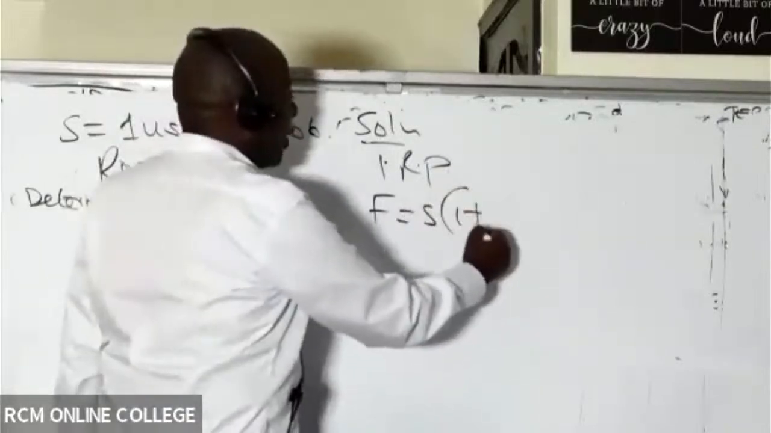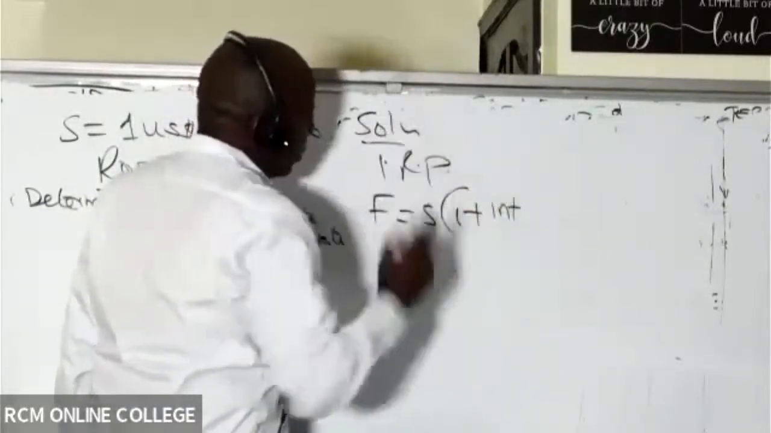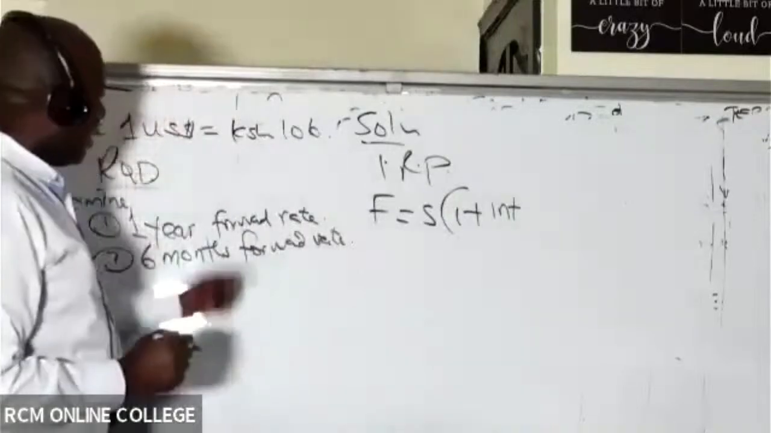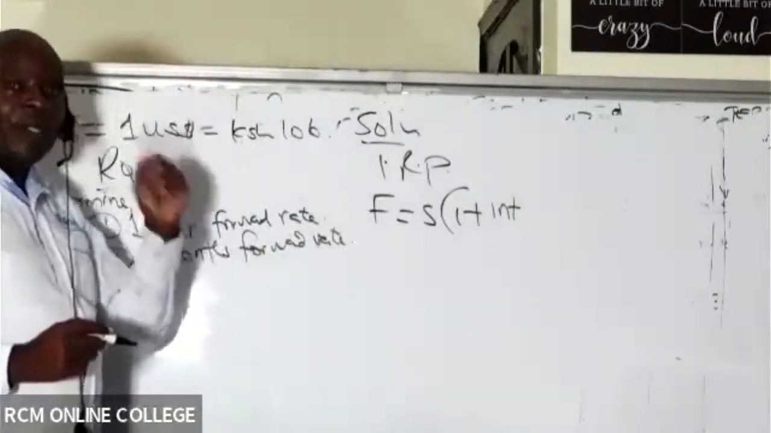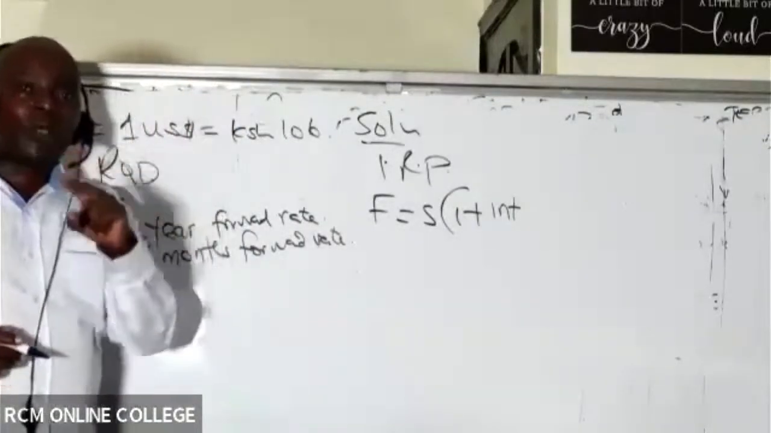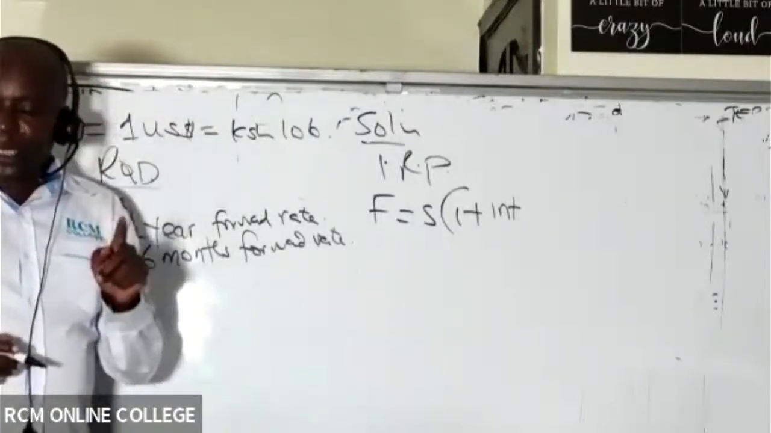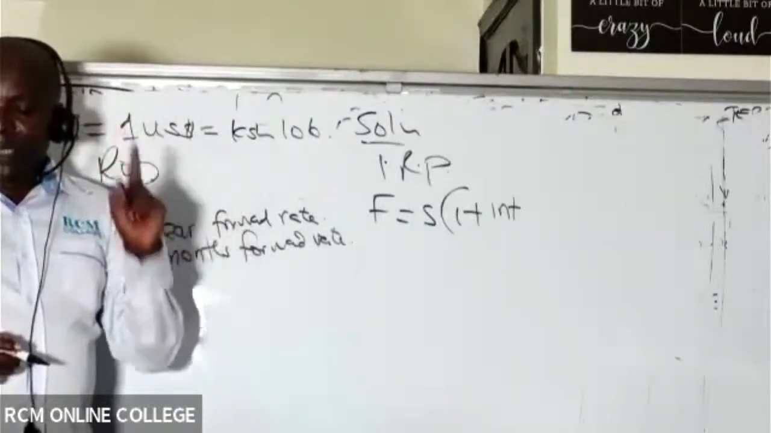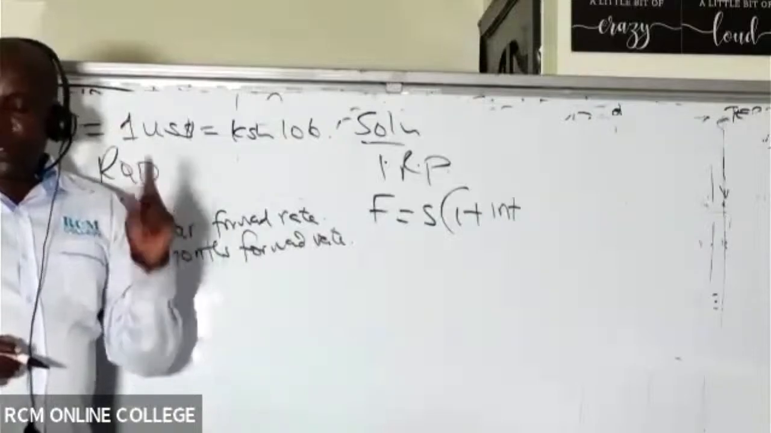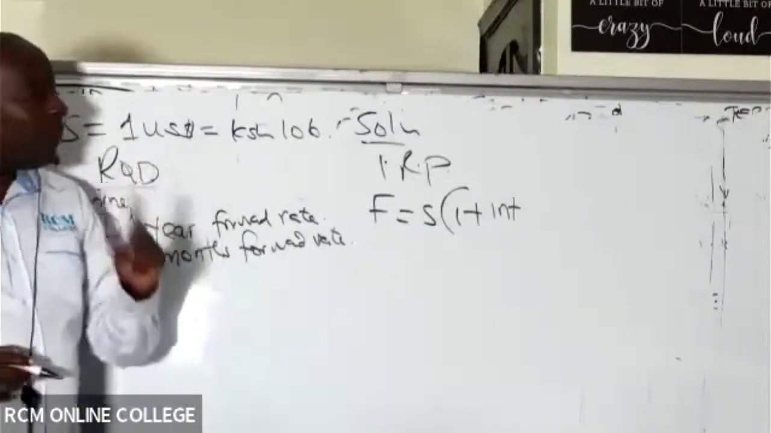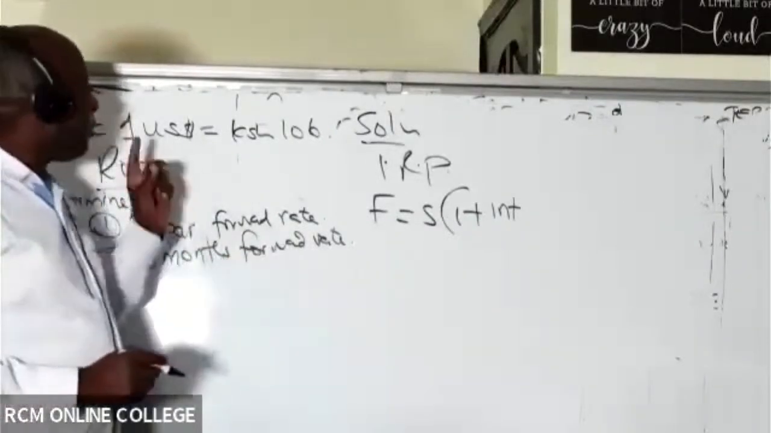into 1 plus interest. Which country do you think in this case will be on top? We have got two countries. We have the US, and then we have, in this case, Kenya. Which country do you think will be on top?